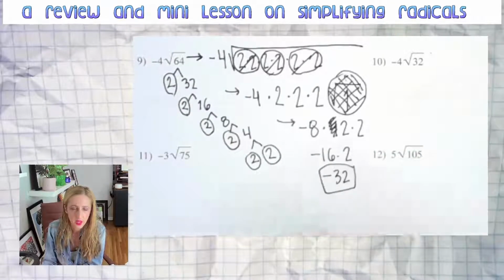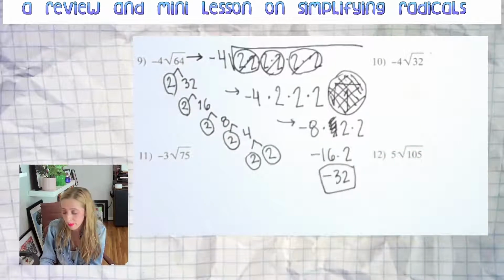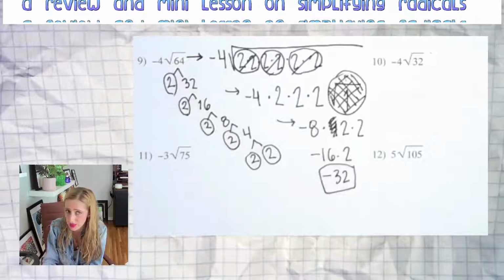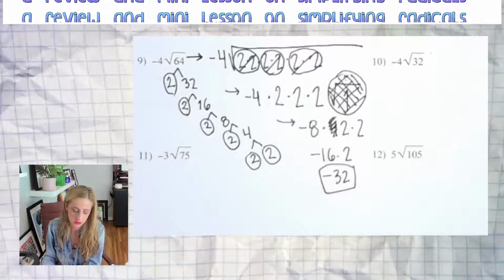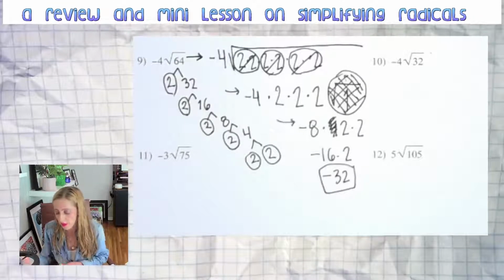All done. What's another way you could have done this problem? Well, you could memorize your square roots. The square root of 64 is 8. -4 times 8 is -32. Okay? So that would be the end of this one.